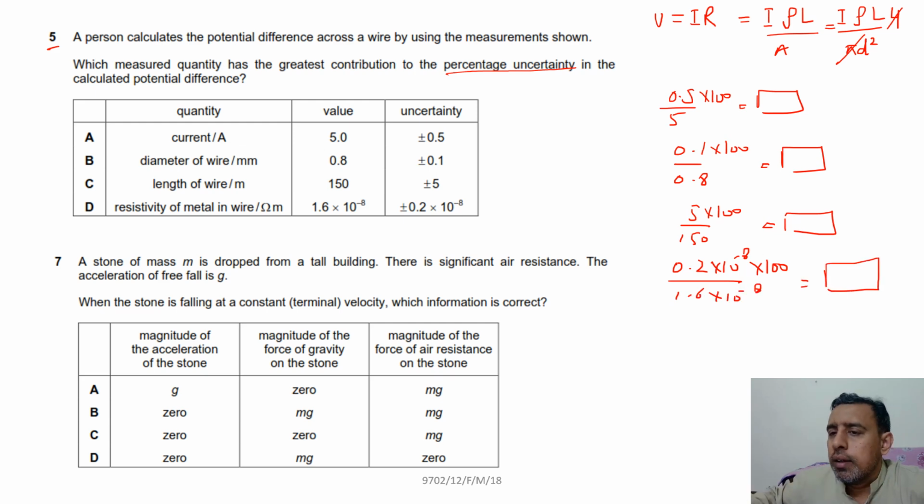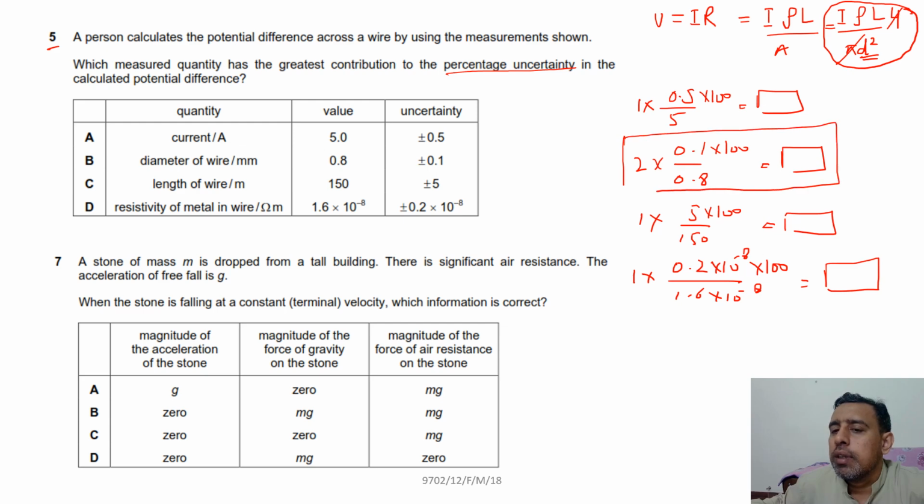But we have to solve it in terms of a power factor, this diameter having power 2 and all other values having power 1. If we multiply all these with 1, this is multiplied with 1, this is multiplied with 1, but this is multiplied with 2 because this is the diameter of the wire. This d is the diameter. So when you put all these values in the calculator, you come to know that this has the biggest answer. So option B is correct.